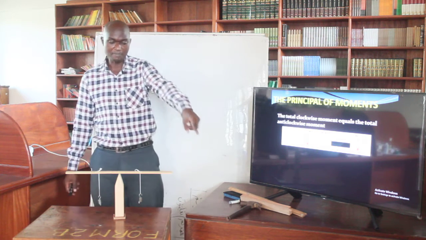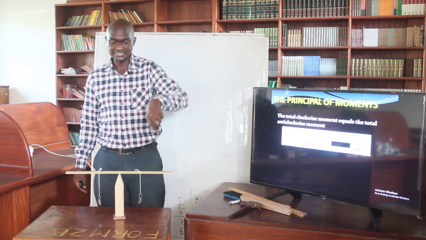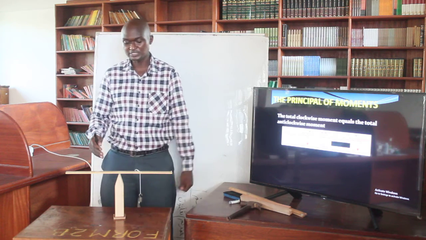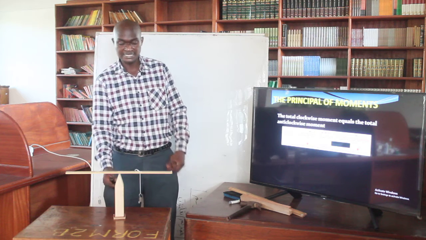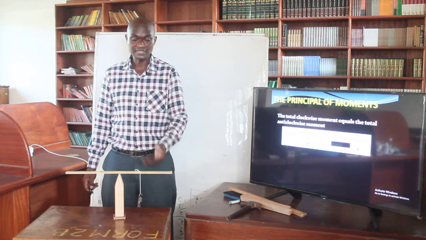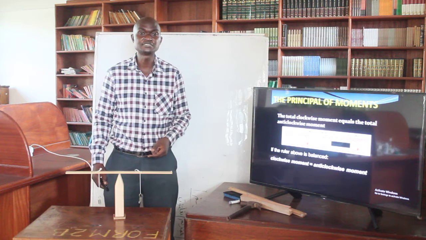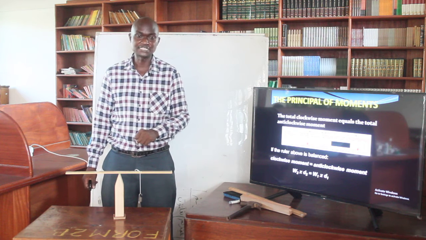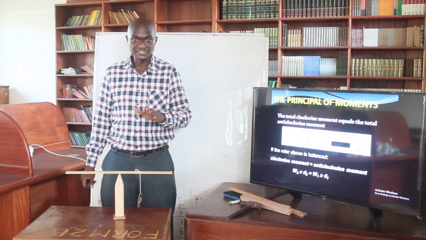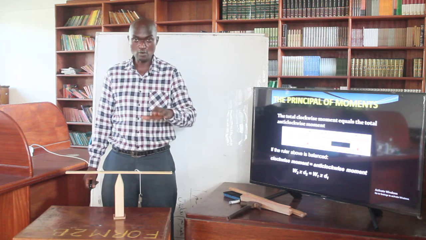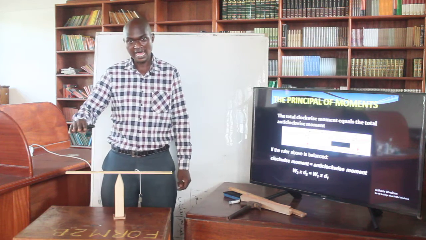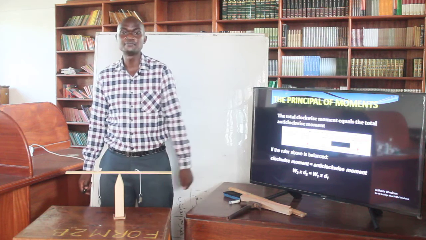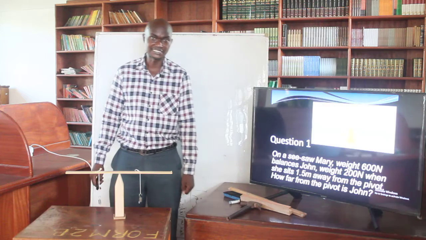So for a system to be balanced, to be at equilibrium like this, the sum of clockwise moments should be equal to the sum of anti-clockwise moments. W1 times D1 equals W2 times D2, as you can see there. If this half meter rule is to be balanced, then the clockwise moments should be equal to the anti-clockwise moments from the same fixed point or from the same pivot. That is the principle of moments.